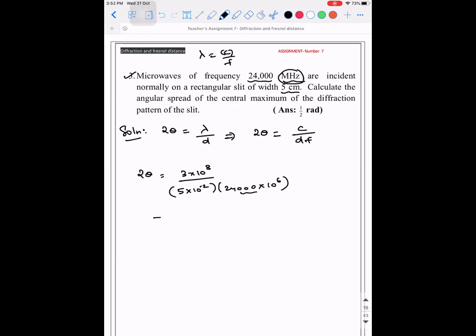So 3 zeros means it will be 10 power 9. So 3 into 10 power 8 divided by 5 into 24 into 10 power 9. So 10 power 7 will get cancelled, 1 divided by 40 is 2 theta. Did I make any calculation mistake? Sir, it is 10 in the numerator divided by 40. Oh, 10 by 40. Now is it fine? Yeah, 10 by 40, so 1 by 4.